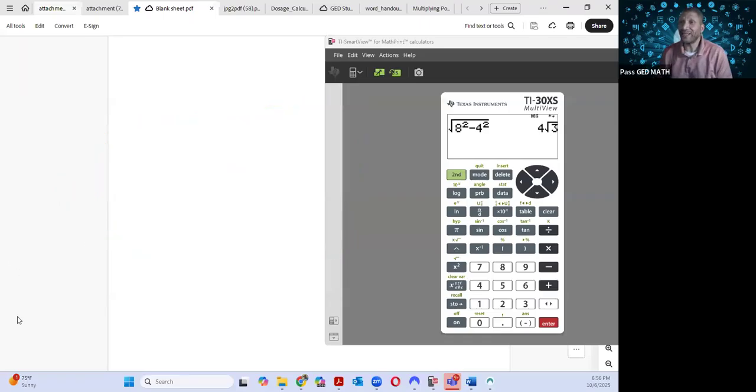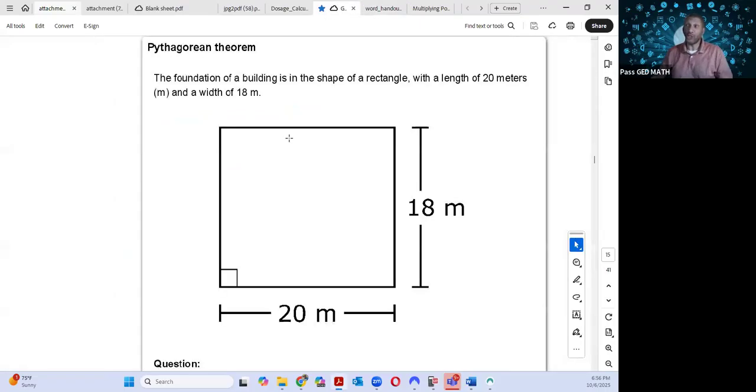Again, you should not be sweating Pythagorean theorem. But what you should know is it's on every single exam. So you might have a problem like this. The foundation of a building is in the shape of a rectangle with a length of 20 meters and a width of 18 meters.